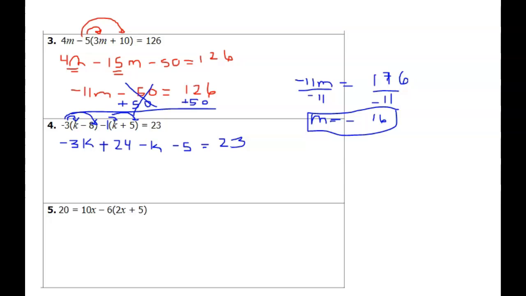Hey, Deliani, what do we do next? Combine like terms. I'm looking at this and I notice, hey, we got some k's. These k's can all go together. Negative 3k minus k, well, that is negative 4k. And I got some numbers here. 24 minus 5, well, that is positive 19. And it equals 23.